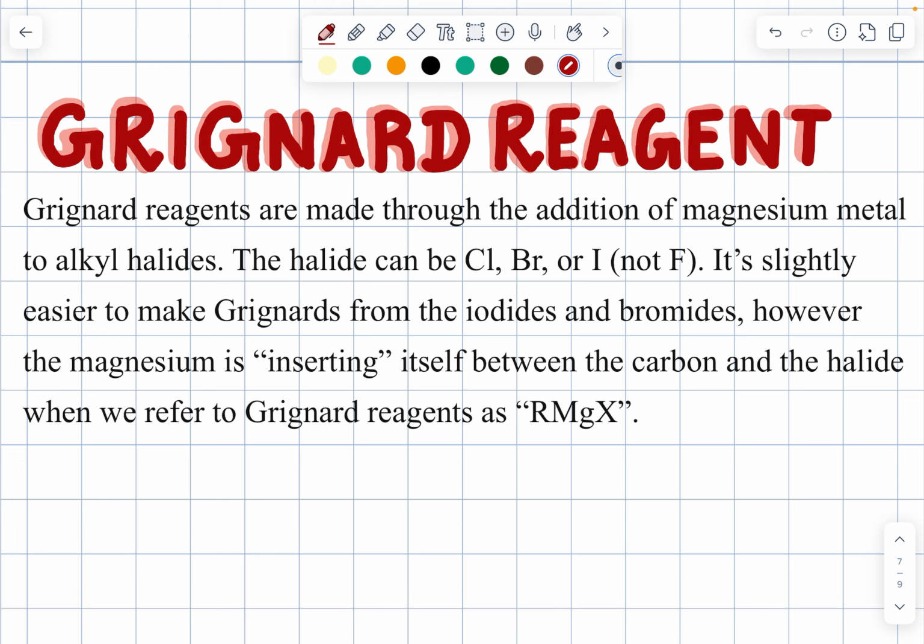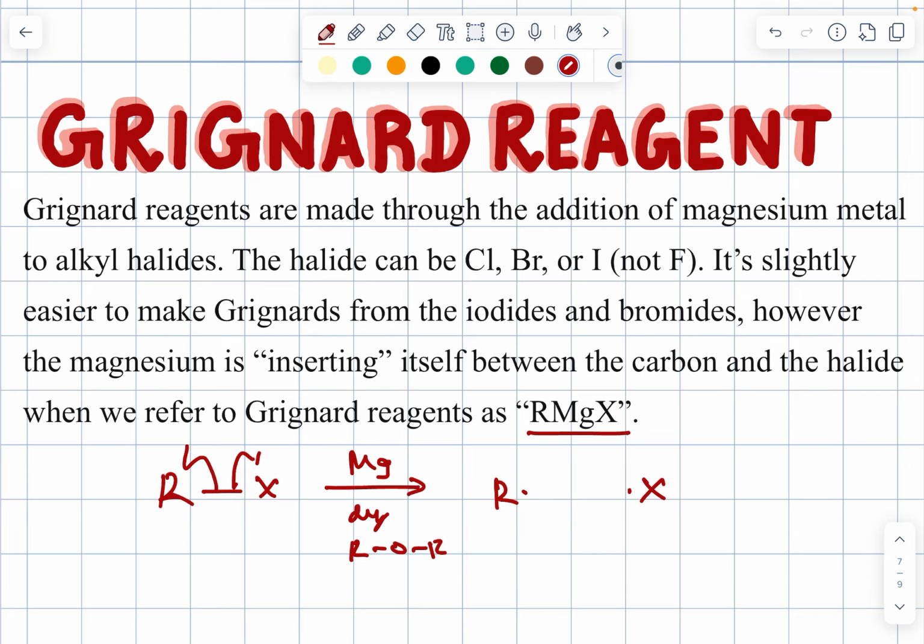The general formula is RMgX. So how can you prepare that RMgX? I take the alkyl halide, R-X, which will be treated with magnesium in the presence of dry ether. What will happen? It undergoes homolytic cleavage, a single electron transfer. Here I have the single electron of the alkyl group as well as the halide part, and this single electron can be transferred to the magnesium metal. As a result, I get the RMgX.